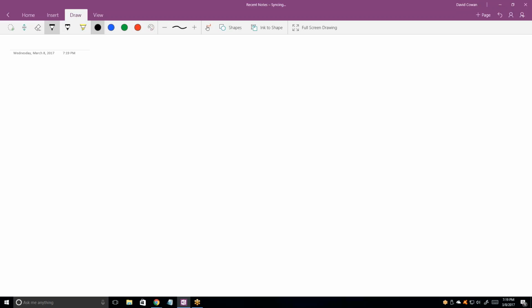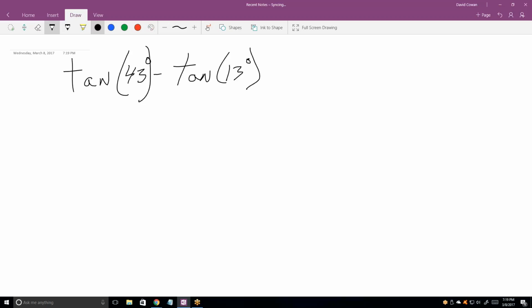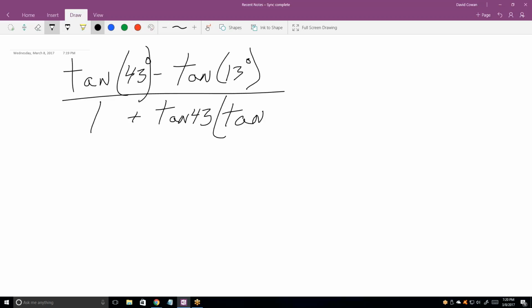All right, the next one wants us to find the exact value of the expression, and the expression is tan 43 degrees minus tan 13 degrees, divided by 1 plus tan 43 degrees, tan 13 degrees. So notice they're giving you the right side, and you have to figure out what the original was.